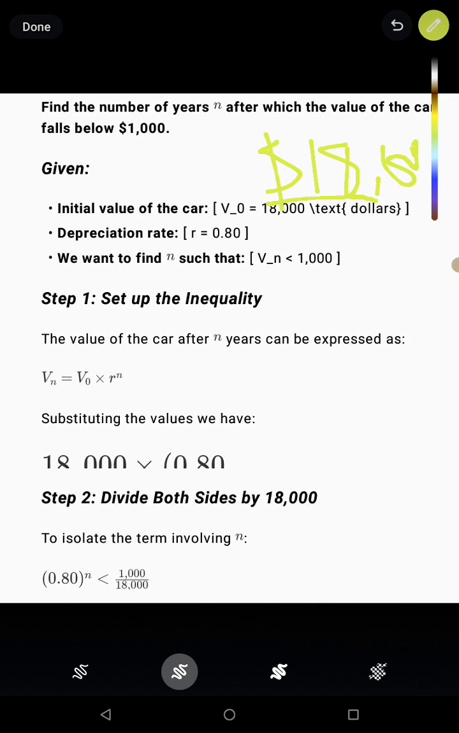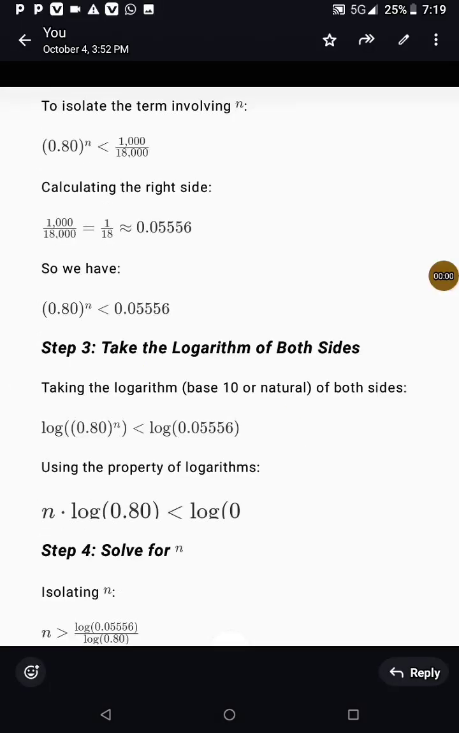What are we going to do? Something simple. This is an inequality. We already know the formula guiding it. So just substitute your V0, which is 18,000, and the common ratio, which is 0.8, all raised to power n. We want to know the first time that this will be less than 1,000. So we divide both sides by 18,000.